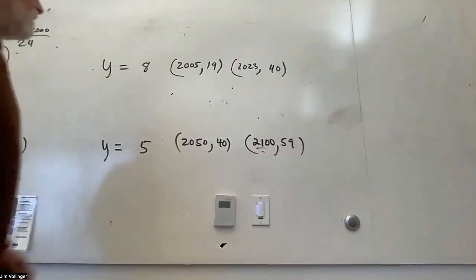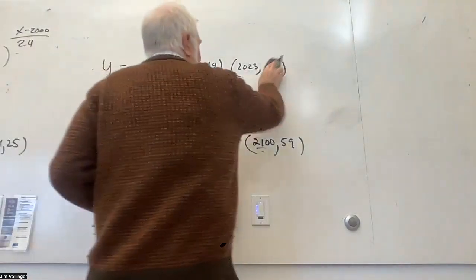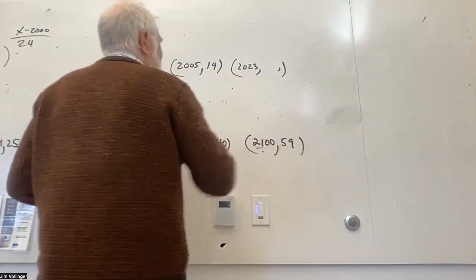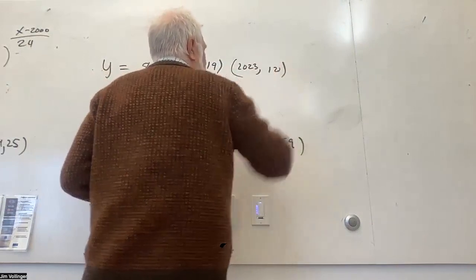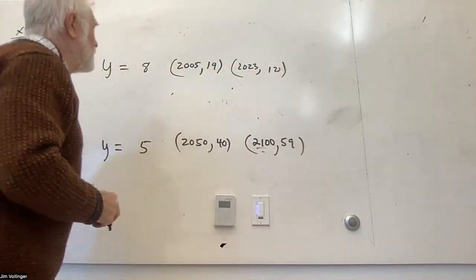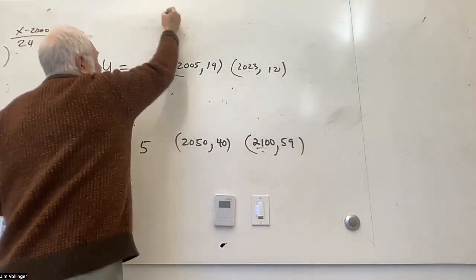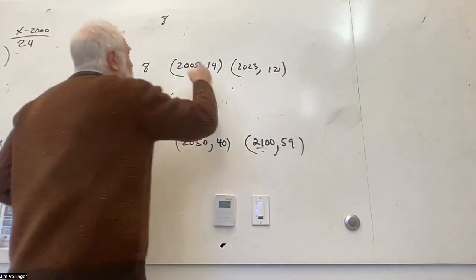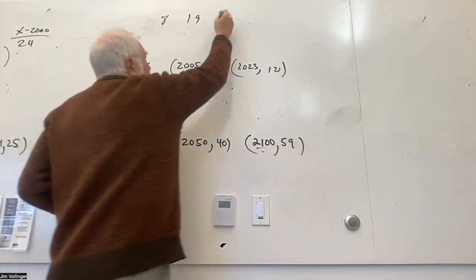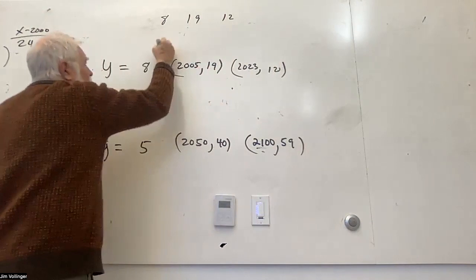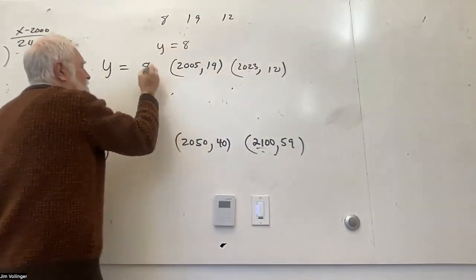Why don't I do a decay problem here? Let's change 19, something between 8 and 19. Let's make it 12. Okay, so that'll get us a decay. So I've got 3 numbers here: 8, 19, and 12. All right, so we start with 8 as the asymptote.